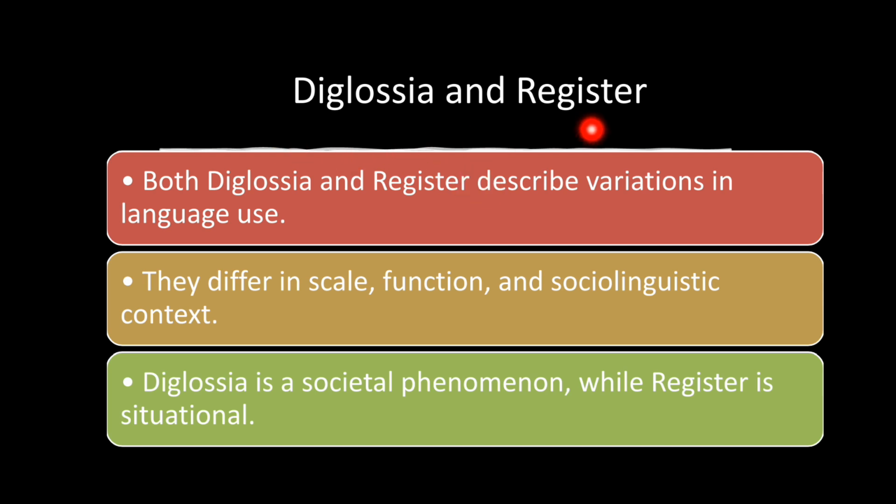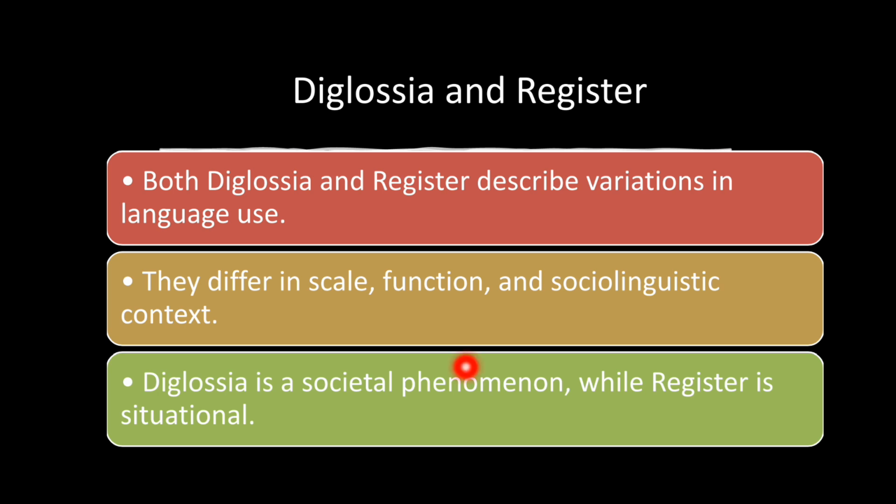Diglossia and register, some more explanation. Both diglossia and register describe variation in language use, but they differ in scale, function, and sociolinguistic context. They differ in scale: how much variation is there? And the function, and the sociolinguistic context: in which context you are. So diglossia is a societal phenomenon while register is situational.